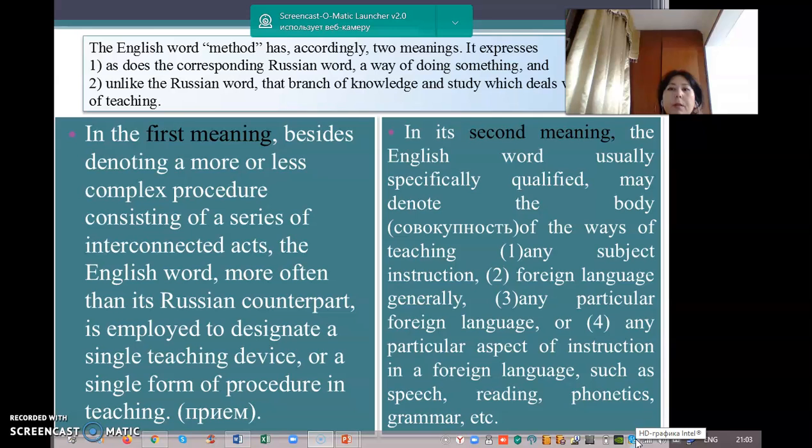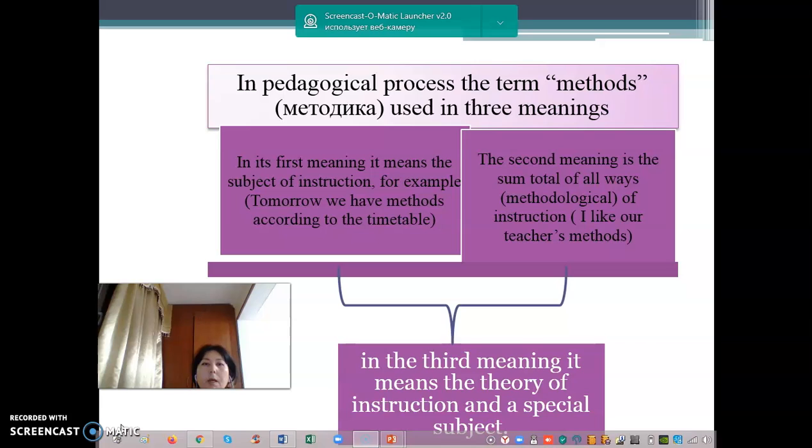In its second meaning, the English word, usually specifically qualified, may denote the body of the ways of teaching any subject, instruction in foreign language generally, any particular foreign language, or any particular aspect of instruction in a foreign language, such as speech, reading, phonetics, grammar, and so on. In pedagogical process, the term methods is used in 3 meanings.